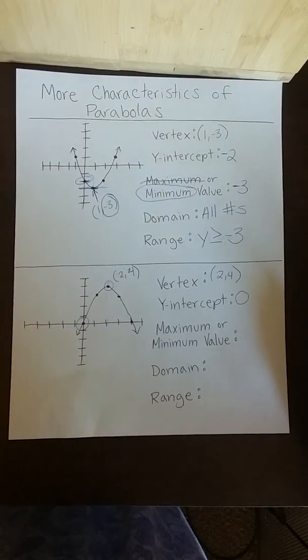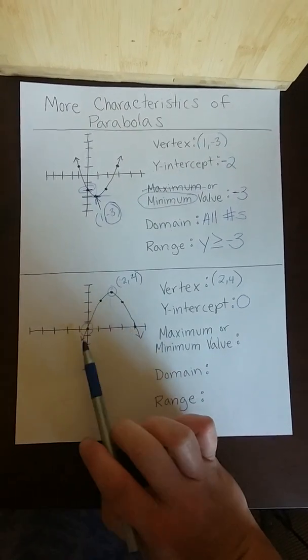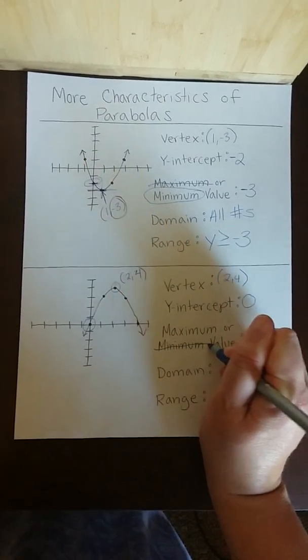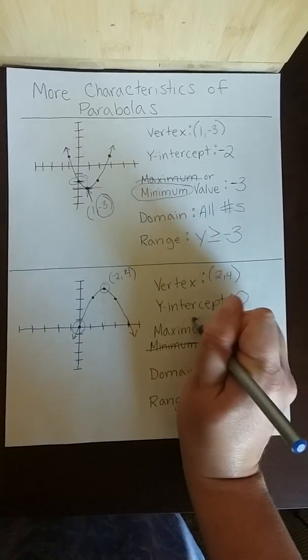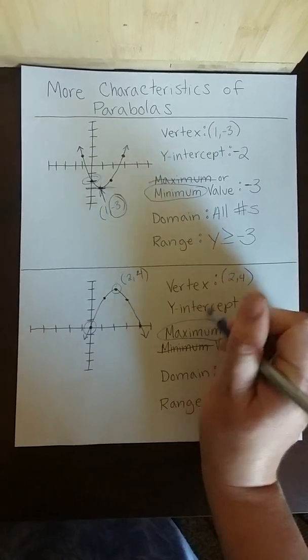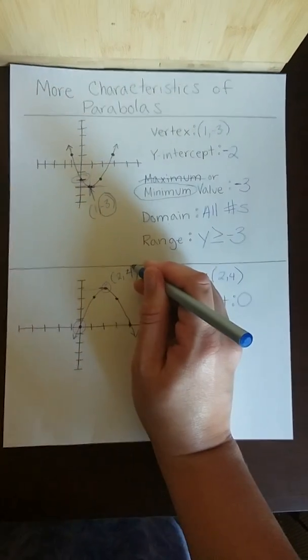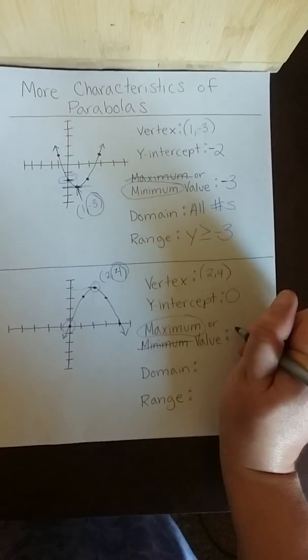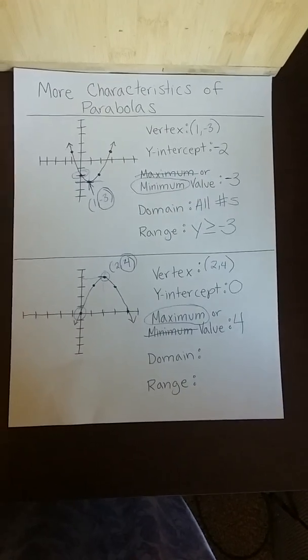Is it a maximum or a minimum value? Well, there's arrows at the bottom. So it keeps going down forever. So there is no minimum to this graph because it just keeps going. Maximum, there is a maximum, there's a highest point, and that's the vertex here. So the maximum value is the y-coordinate of our vertex, which in this case is 4. That means the highest value that y can be is 4.